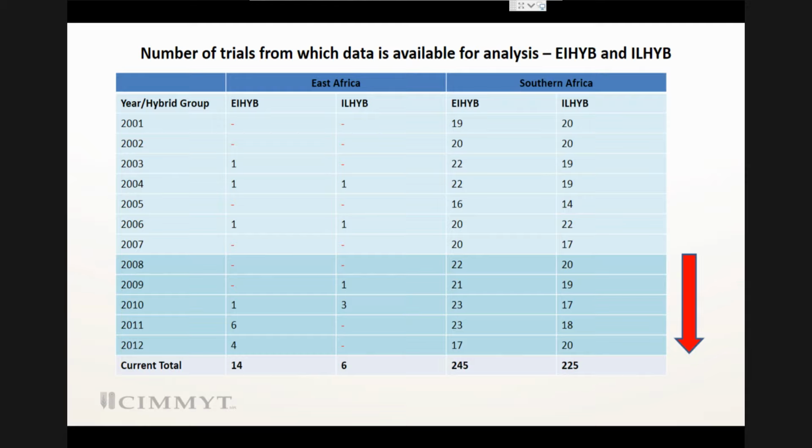This arrow here simply shows the time frame where key donors like Bill and Melinda Gates Foundation began to make huge investments in collecting some of this data. So that was around 2008 onwards. So the current total numbers of trials available for analysis for East Africa, there they are. For Southern Africa, these are the totals.